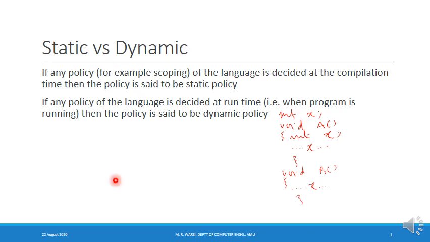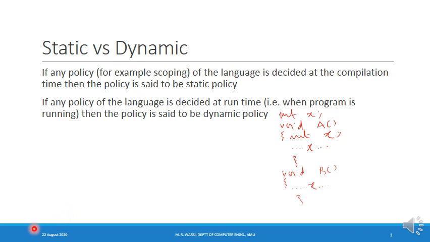Now if you look at this policy, it can be decided by examining the program code, by examining the program structure. If I want to resolve any reference of the variable x, if I want to know to which definition a variable reference binds to, I can determine this by looking at the program code. I can determine this by looking at the program structure. So this policy is static because this can be decided by the compiler at the compilation time. So this policy is a static policy.